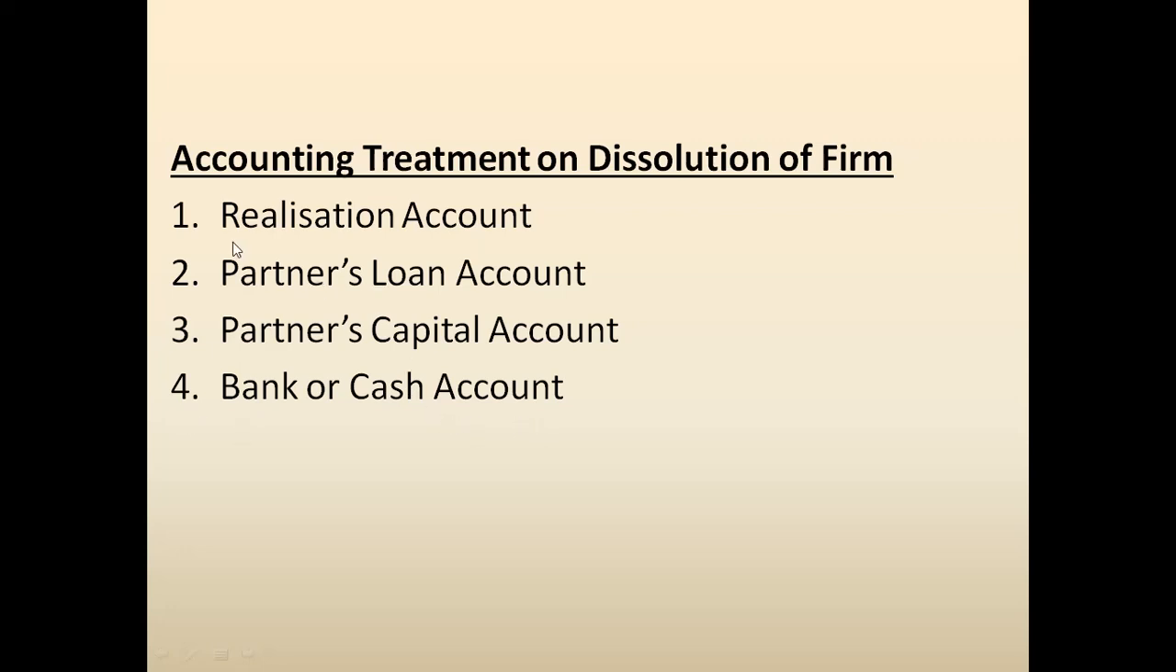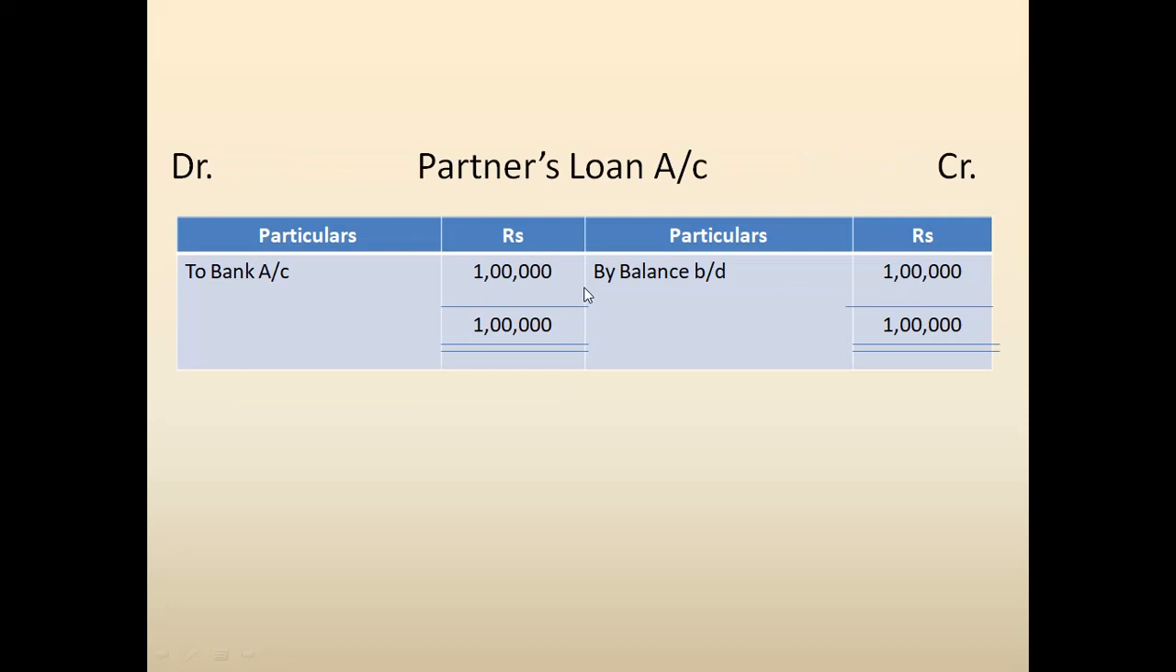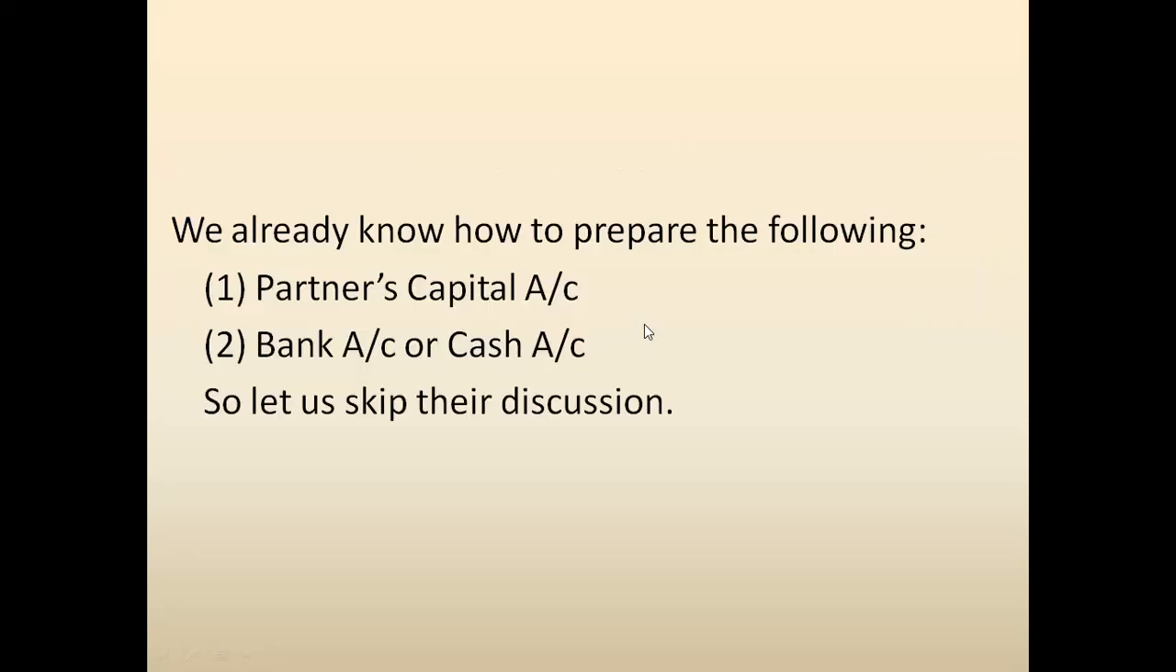Normally we prepare realization account, partners capital account, and bank or cash account. Sometimes we have to prepare partners loan account also. So how to prepare partners loan account? This is the format. Whatever the partner's loan balance is will come up here towards the credit side, and the amount that is paid to the partner for his advance or loan, which is very simple. We already know how to prepare these items, so I'm just skipping them from the discussion.